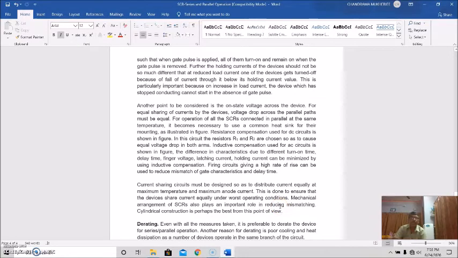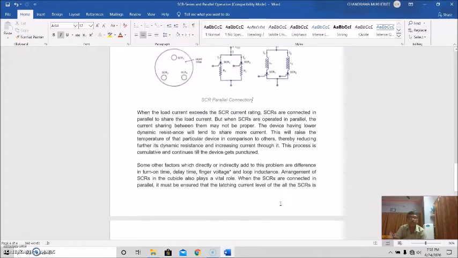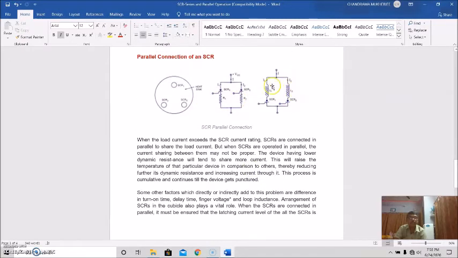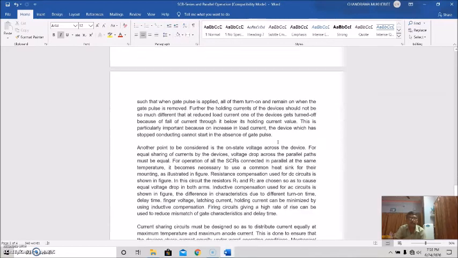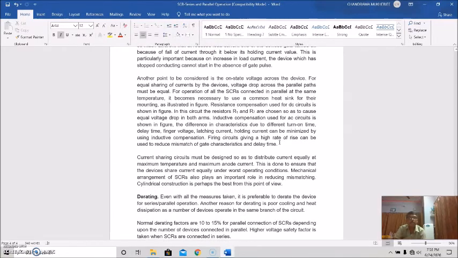Inductive compensation is used for AC circuits, and that is also shown here. This is for the DC circuit and this is for the AC circuit. So actually the difference in characteristics due to different turn-on time, delay time, trigger voltage, latching current, and holding current can be minimized by using inductive compensation. So this is very important, why inductive compensation will be used.